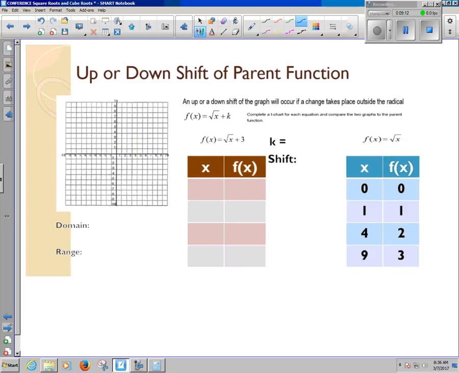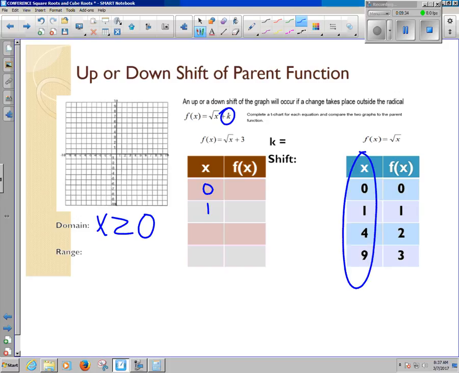Let's take a look at a shift up or down. This is where a shift up or down will occur if a change takes place outside the radical. So you notice that under the radical, we still have the square root of x. So this is very similar to our parent graph. So our domain is still going to be x greater or equal to 0. Okay, and you'll notice that we'll have all our same points for our x values, because we're going to be taking the square root of x.